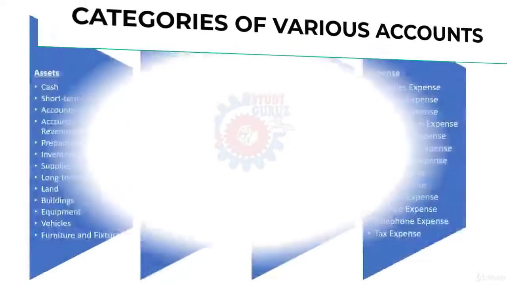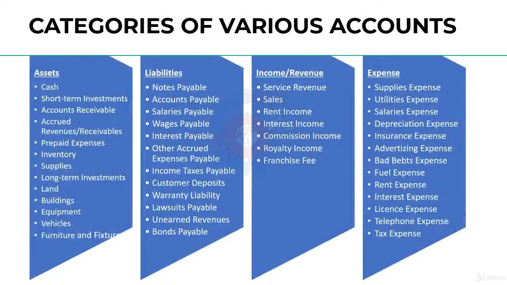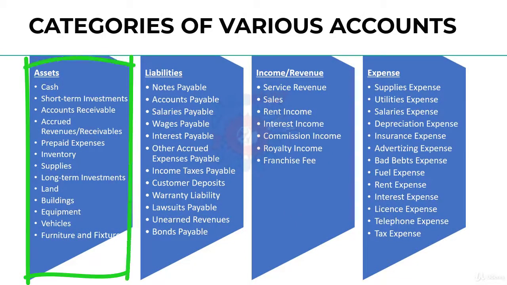Alright, so on this slide we can see various accounts that fall under these major categories. For assets, we can see that cash is an asset. Short-term investments are assets. Accounts receivable. Accounts receivable means the money which the business is yet to receive, which has not yet been paid, but they will be receiving this in future. Accrued revenues receivables. Prepaid expenses. Prepaid expenses means any expense that has been paid before it is due. Suppose you pay insurance premium before it is due, so it will be an asset because you have paid off a liability in advance. So it's a benefit to the business.